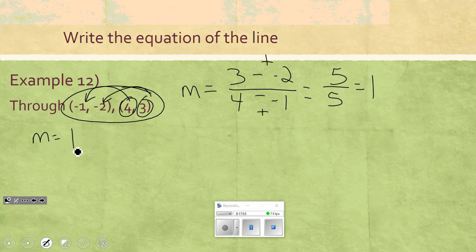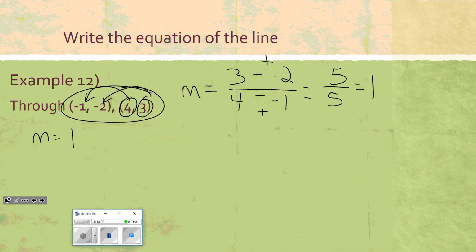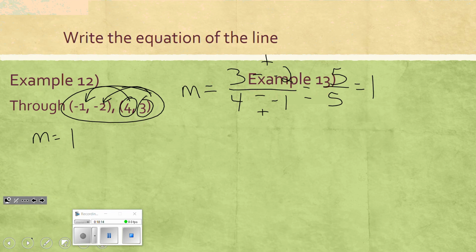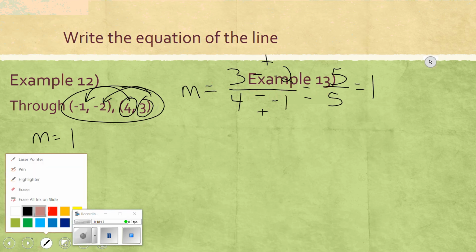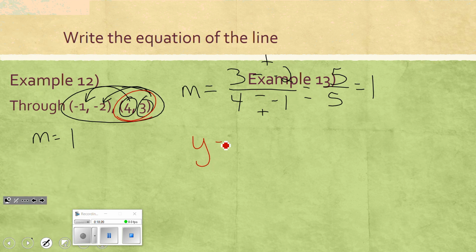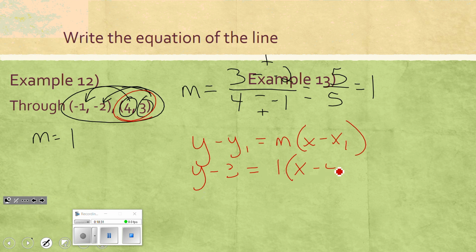So now we've got our slope and we've got points. Points, slope, it does not matter which one you use. Let's just go with the point slope formula, and I'm going to use (4, 3). So y minus y sub 1 equals m times the quantity of x minus x sub 1. So y minus 3 equals 1 times the quantity of x minus 4.